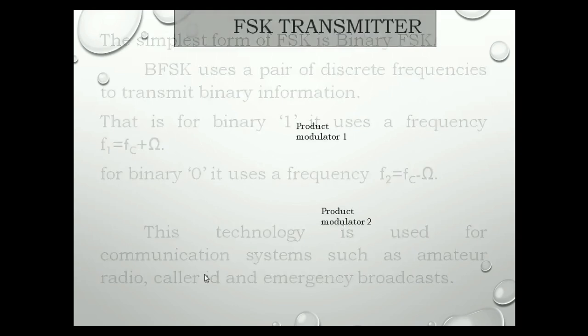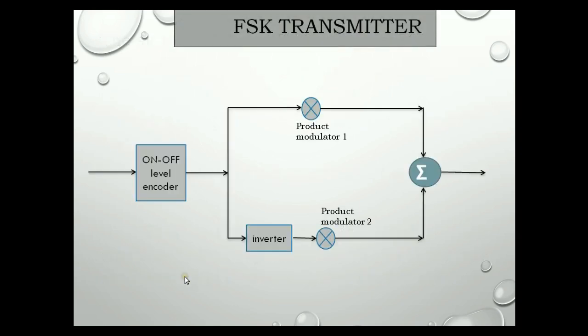We'll see how this FSK signal is getting generated. The diagram shows the transmitter of FSK. Here the binary sequence is applied to an on-off level encoder in order to generate d(t). d(t) is applied to product modulator 1 and product modulator 2. For product modulator 1, it's applied as m(t).